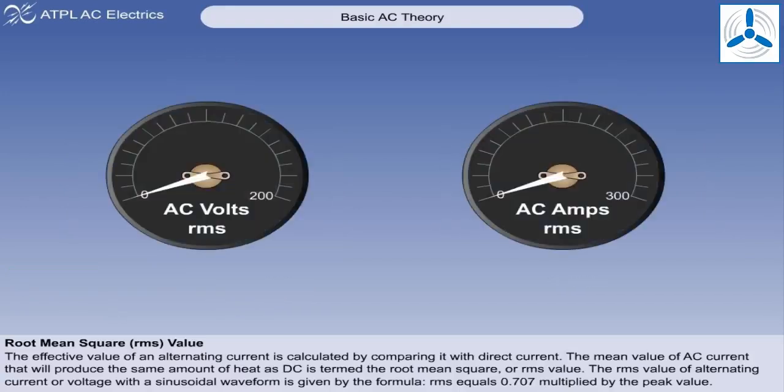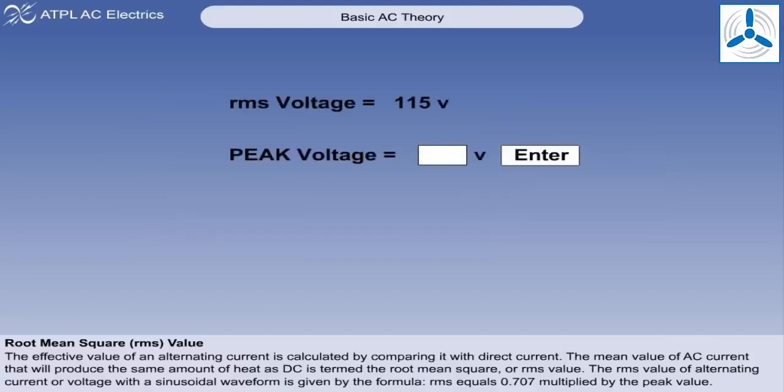Most AC supply values are given in RMS terms. Ammeters and voltmeters measuring AC are normally calibrated in RMS values. Aircraft AC generators normally operate at an RMS voltage of 115 volts. What, to the nearest volt, will be the peak voltage? Type your answer in the box and click on Enter.